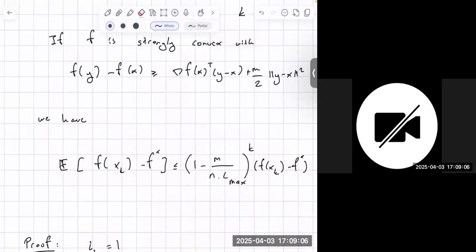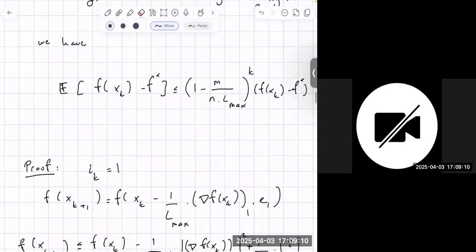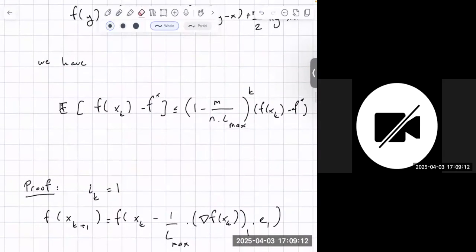Okay. All right. Now, timing is not bad. So let me walk you through the proof. The proof itself is not the main point. Trying to see why this works is the main point. Okay.